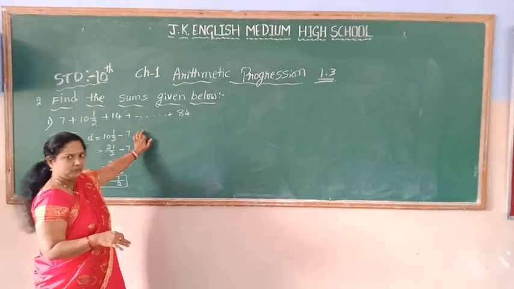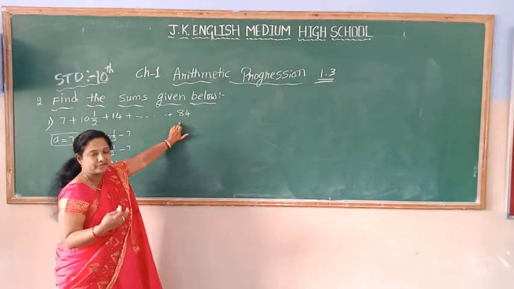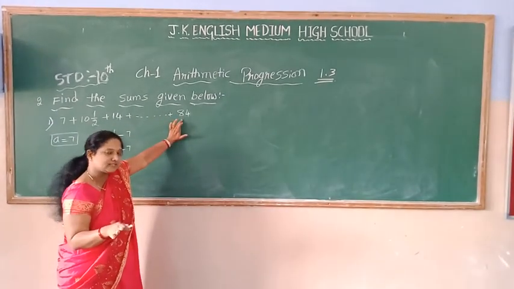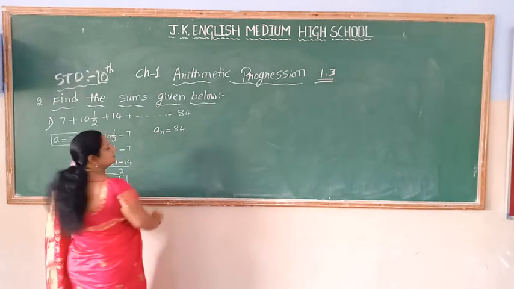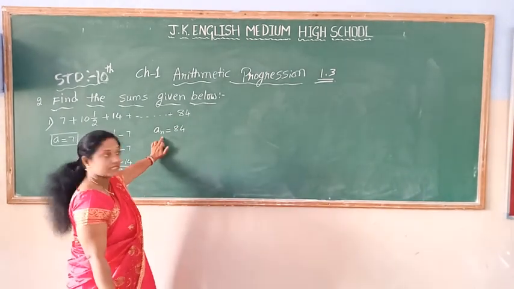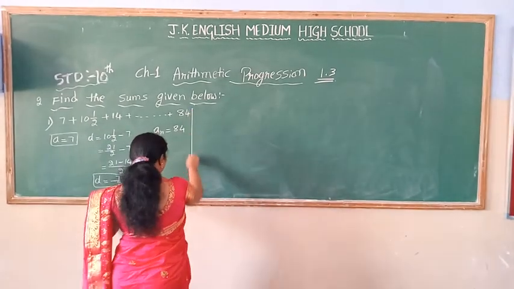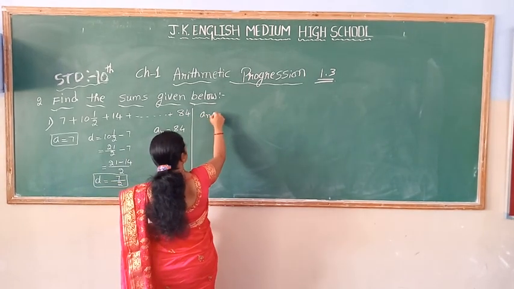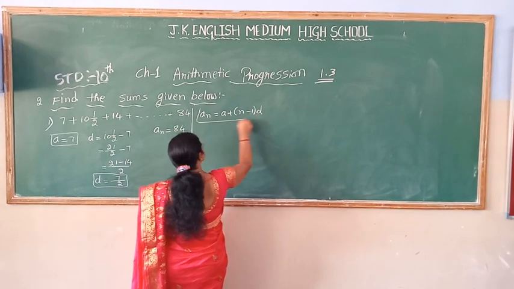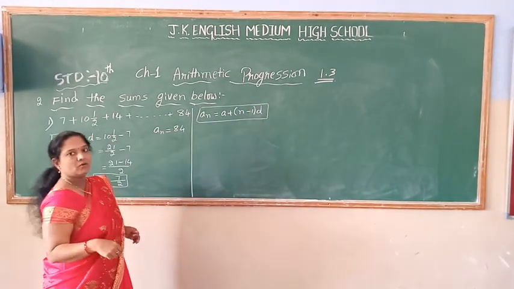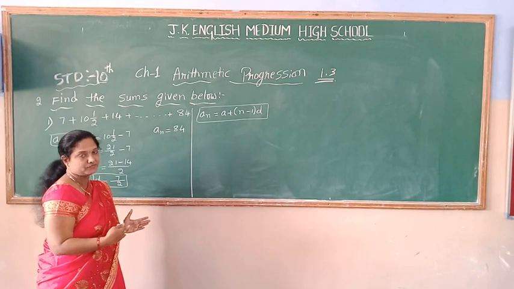I don't know the n value, but I know an. First term, second term, third term, in this manner if I continue, I don't know which term is the last term, that is an. I know an, the nth term of this AP, so by using the nth term formula of an AP, I can find the n value. Use the formula an is equal to a plus n minus 1 into d, and find the value of n. I want the n value to find the sum of n terms in this AP.